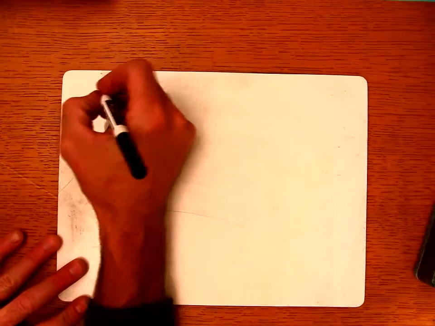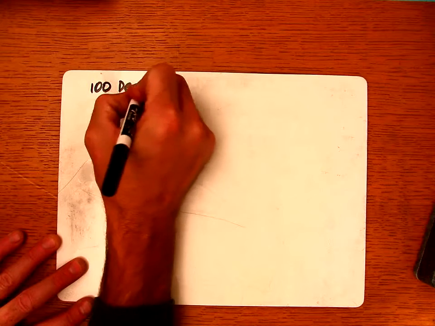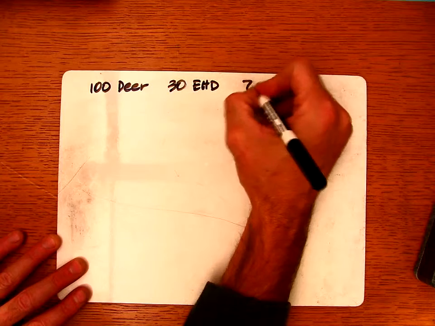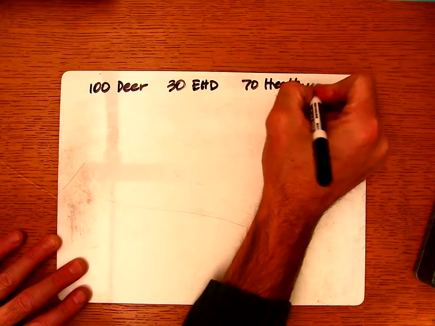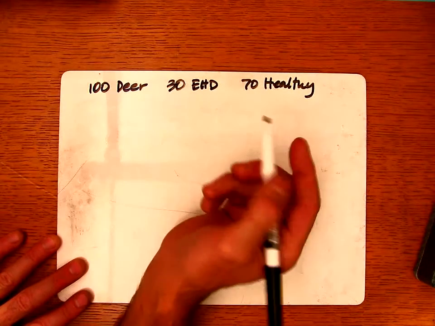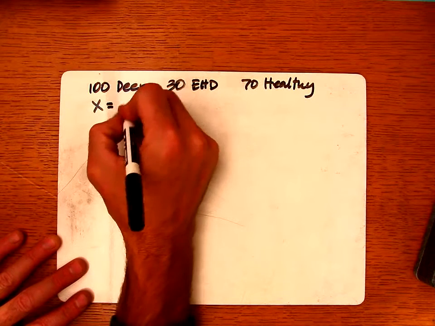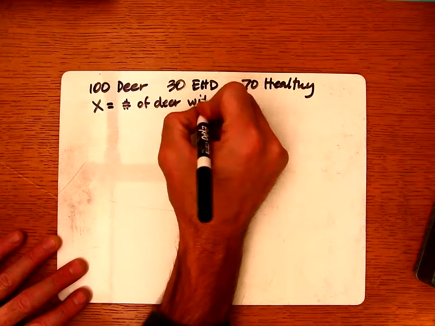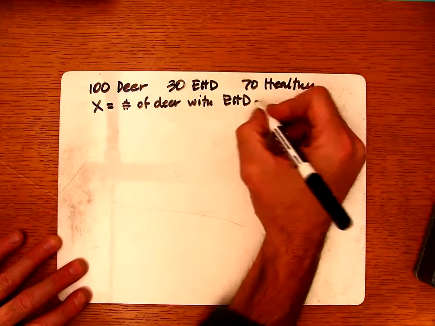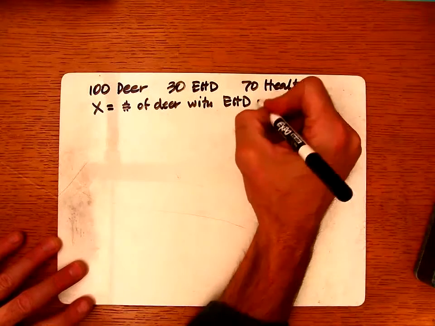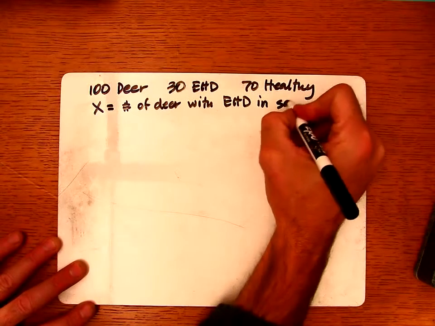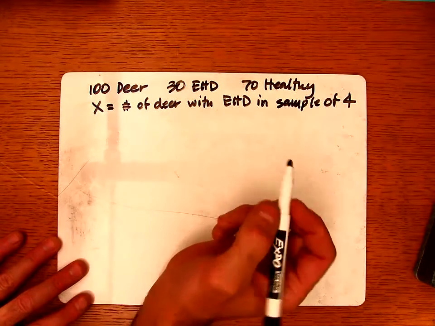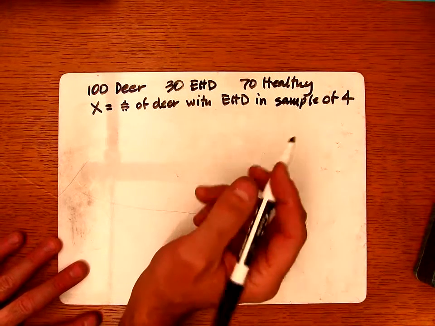Okay, so in this example we have 100 deer. 30 of those deer have epizootic hemorrhagic disease, and 70 are healthy. And we're going to pick 4, and we're going to let x be a random variable that denotes the number of deer with epizootic hemorrhagic disease in our sample. It's a random sample of 4, right? And what we're required to find is the expected value of x.